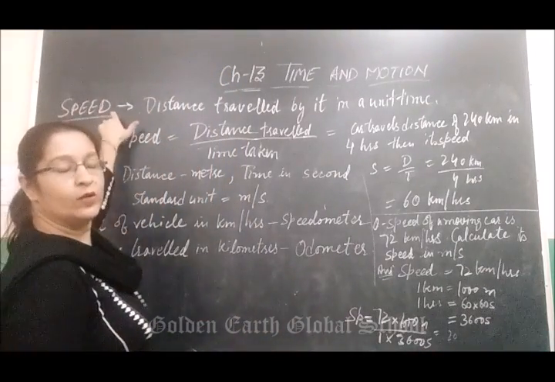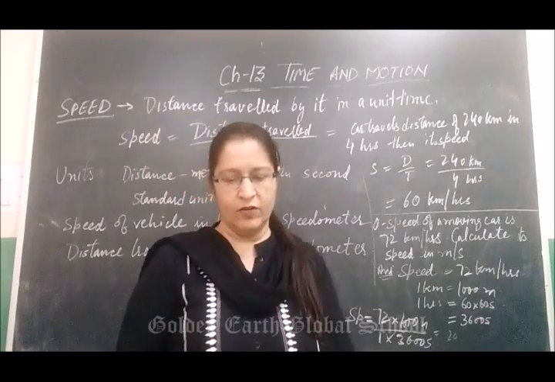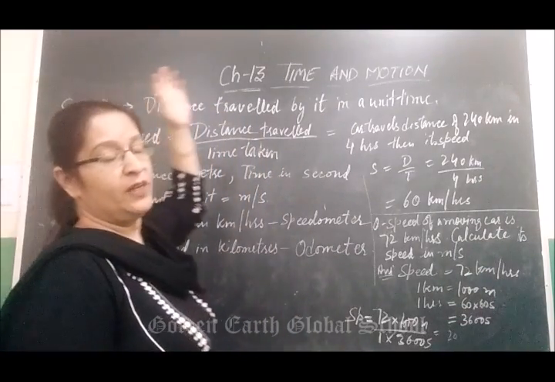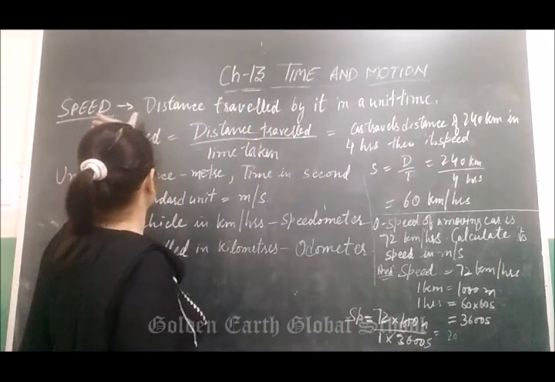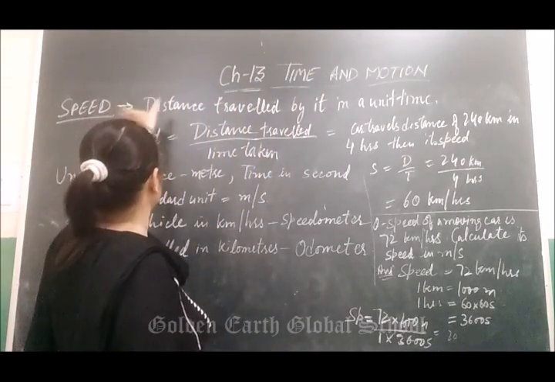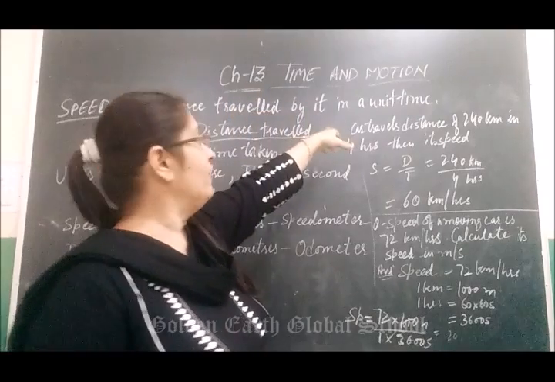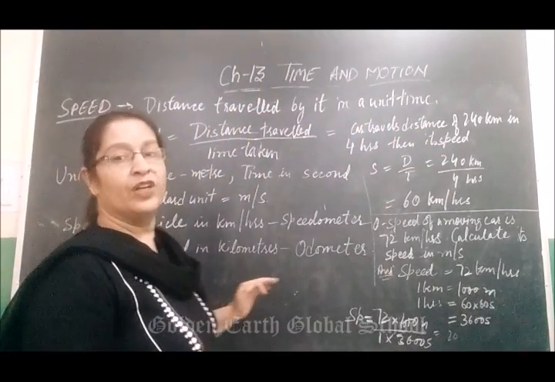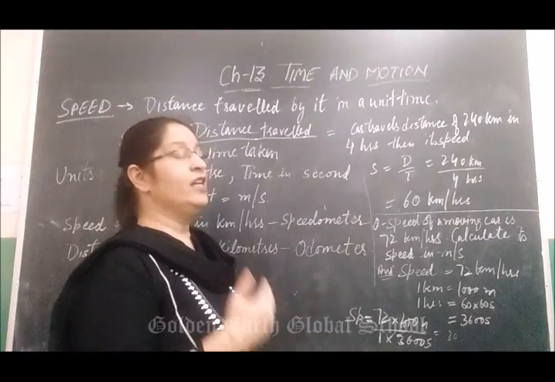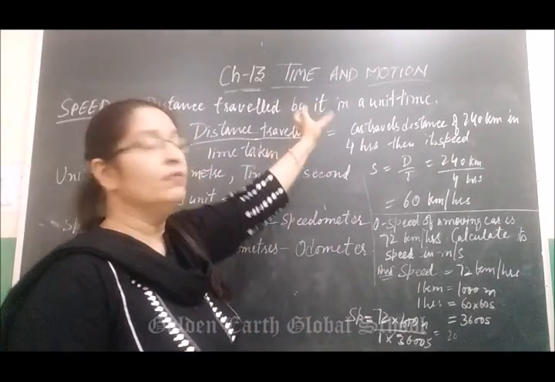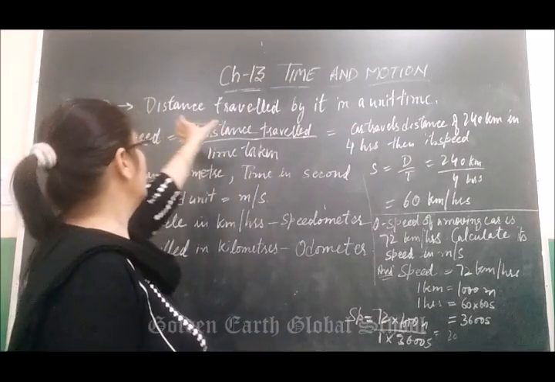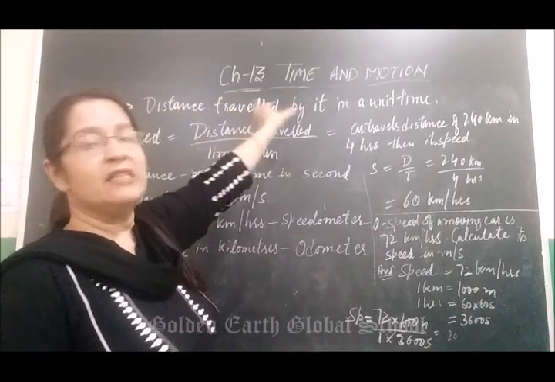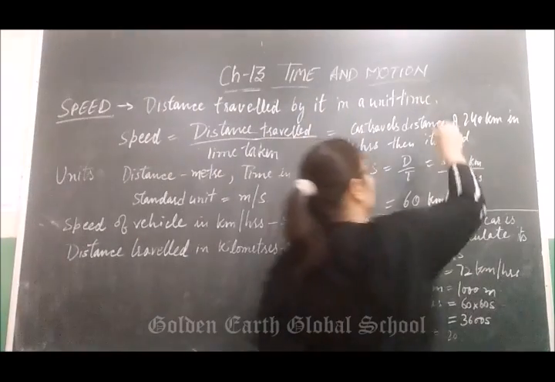So next, what do you mean by speed? Speed is always of a moving object. Speed of a moving object is the distance travelled by it in a unit time. It means if any object is moving, it will cover some distance, and while covering that distance, it will take some time. This is called speed.